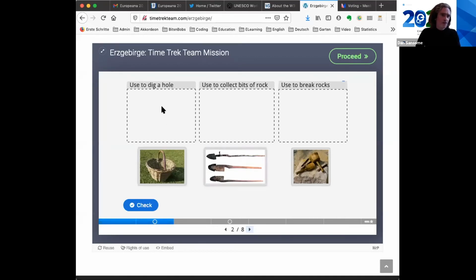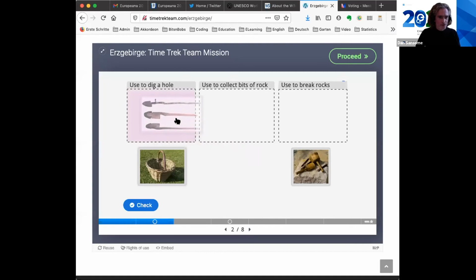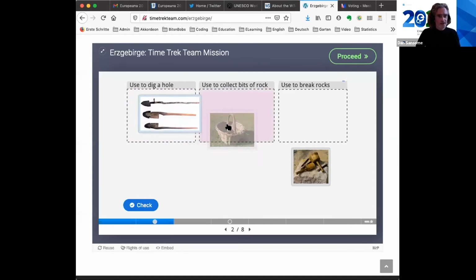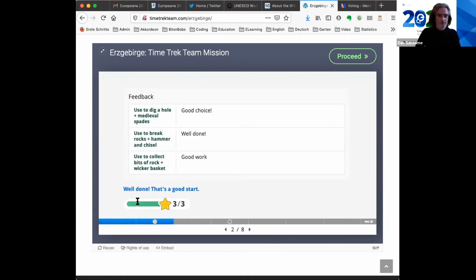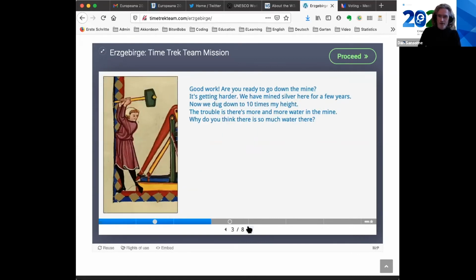So for example, what do you use to dig a hole? I can collect some rocks. I can break the rocks. And I can check it. Not bad. And then, well, as we mentioned, water is one of the key themes.